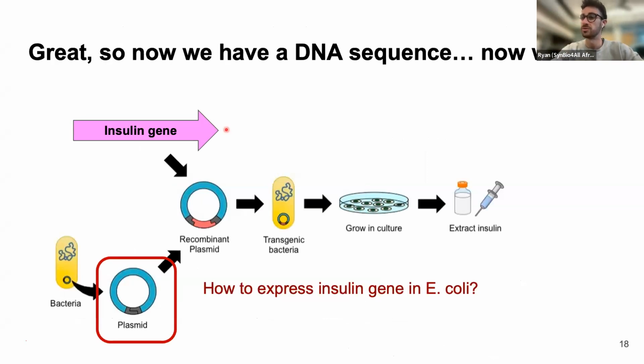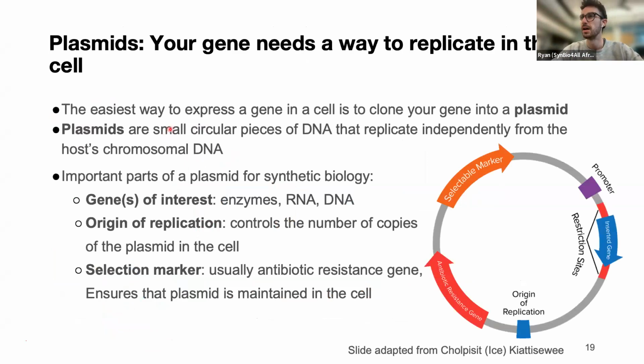Okay, cool. So we've talked a little bit about how to get the insulin gene DNA sequence, and how you can optimize it to express in this recombinant plasmid. But now, I think this was a question that came up a lot in different ways: what is this plasmid? Where does this come from? Plasmids are basically how you introduce DNA into a cell so that it can replicate.